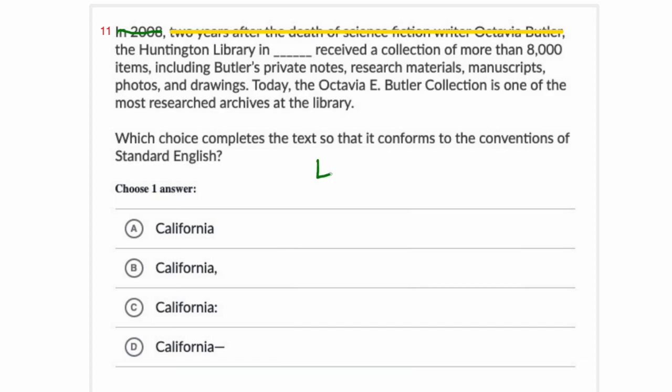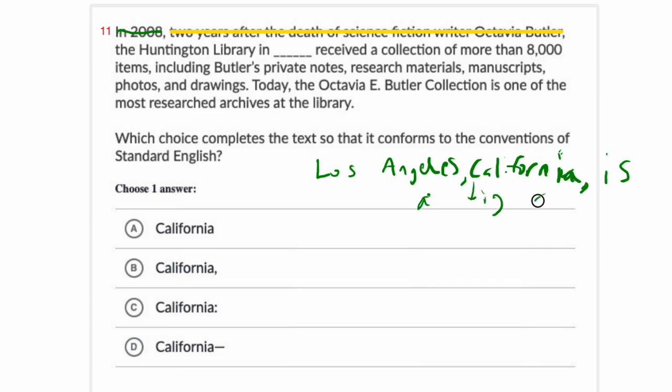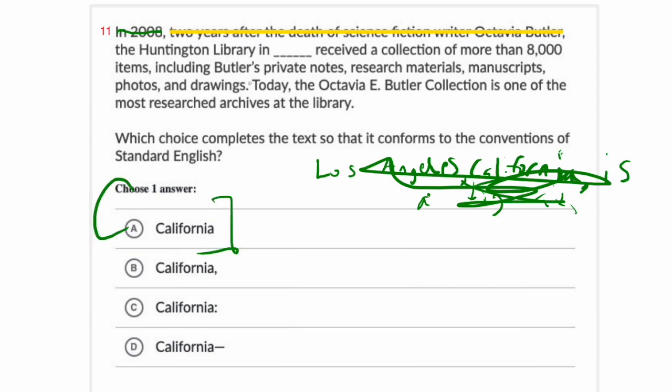So it's not like it's saying, Los Angeles, California. And again, this is not something they're going to test you on, but the correct way to punctuate a city and state or city and country combination is to put the comma after the second one. So, Los Angeles, California, is a big city. But that's not what we have here. It's just saying the Huntington Library in California. And in California is a prepositional phrase, and prepositional phrases don't require extra punctuation. We don't need to add it.